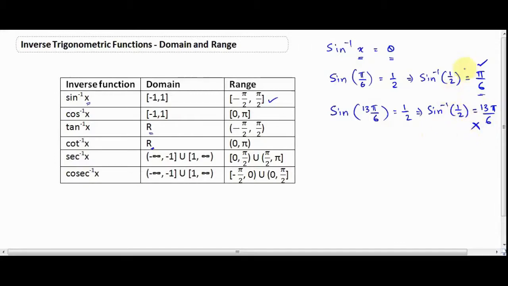So sine inverse of x, or in this case sine inverse of 1 by 2, is equal to pi by 6. It's a valid statement because this angle belongs to the interval minus pi by 2 to plus pi by 2. This is a very important factor as far as inverse trigonometric functions are concerned. This makes inverse trigonometric functions different from the ordinary mathematical functions that we come across. So please make note of this point.